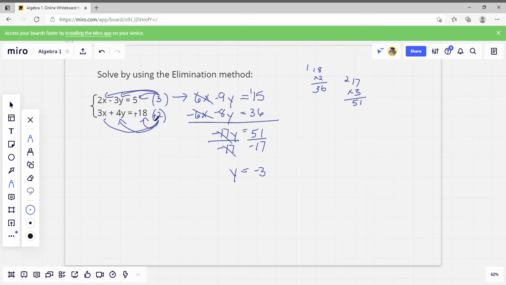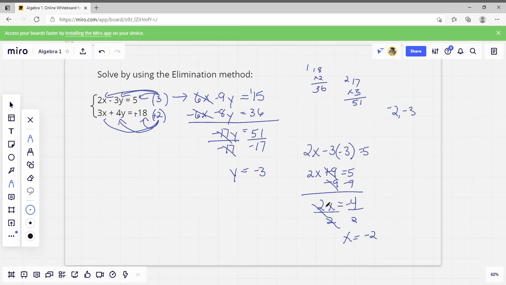Now I'm going to solve for x. So I'm going to say 2x minus 3y, which is negative 3, equals 5. 2x, 3 times 3 is 9, that'd be positive 9, equals 5. Now subtract 9. 2x equals negative 4, divide by 2. X equals negative 2. So your answer would be negative 2, negative 3.